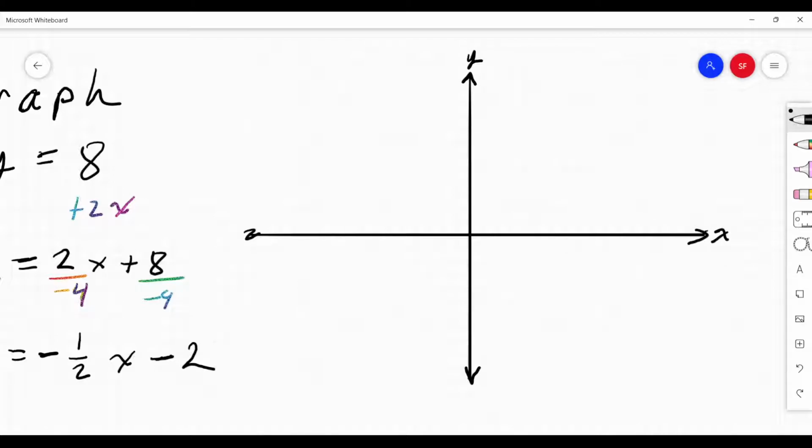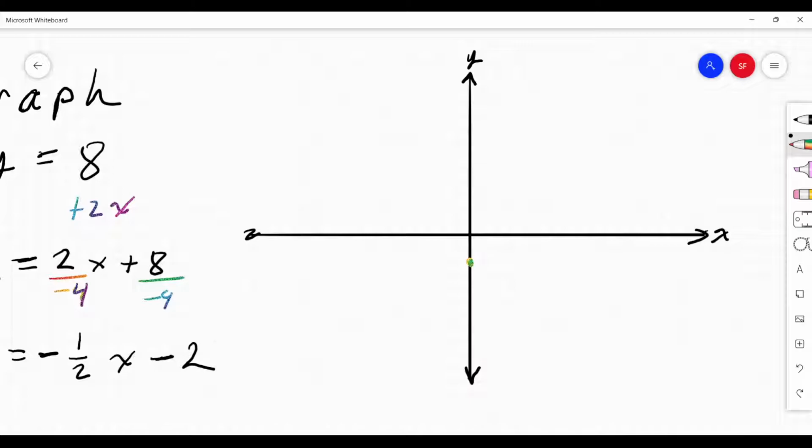Okay. So our first step. This is where we hush. Our first step is to graph that. What is that? It's not the slope. It's the y-intercept. So on the y-axis, we go down 2 and put a point.